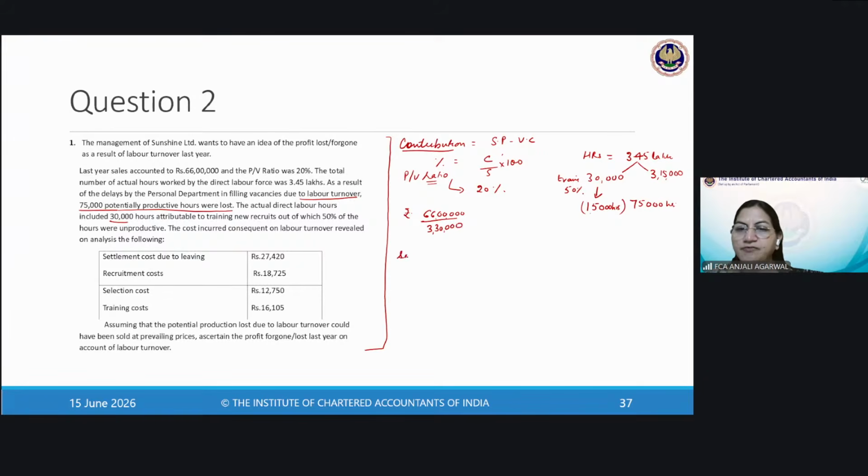So sales achieved per hour is 66 lakh divided by 3,30,000 hours, 20 rupees per hour. So for every hour you have worked, you have generated a sale of 20 rupees per hour. And with a 20% PV ratio, you have generated a contribution of 4 rupees per hour. So if not worked for 75,000 hours, 75,000 into 4, 3 lakh rupees is your clear-cut loss.